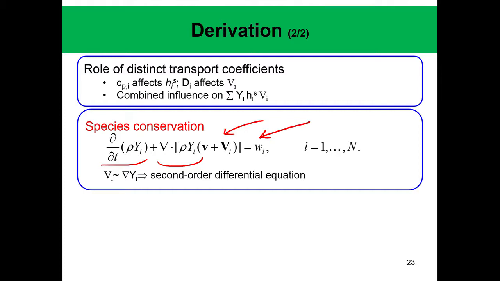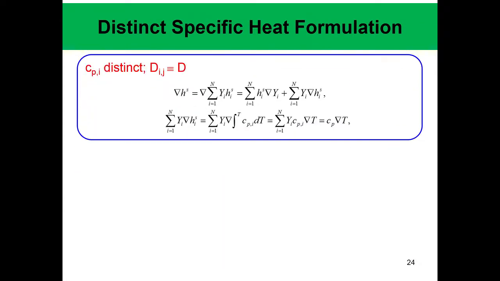We have of course assumed that V_i is essentially proportional to the gradient of the species mass fraction. Now we can simplify this, as you see that all the Cp_i and D_ij are difficult to handle. So we will consider two limits. The first limit is that we will consider that the specific heat is species specific, but our D_ij is equal to a constant, equal to D. All right.